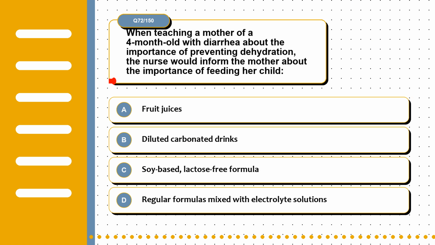Question 72. When teaching a mother of a 4-month-old with diarrhea about the importance of preventing dehydration, the nurse would inform the mother about the importance of feeding her child. Here are the options. Option A. Fruit juices. Option B. Diluted carbonated drinks. Option C. Soy-based, lactose-free formula. Option D. Regular formulas mixed with electrolyte solutions.